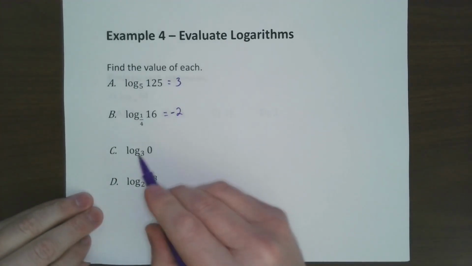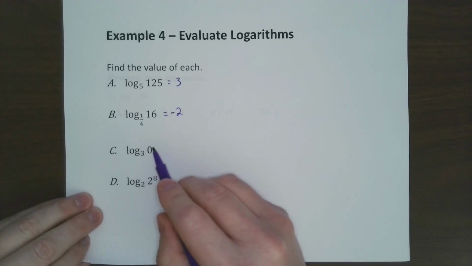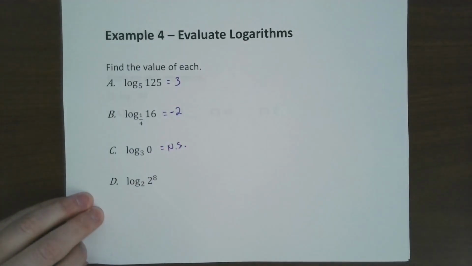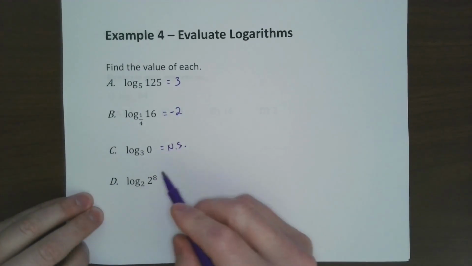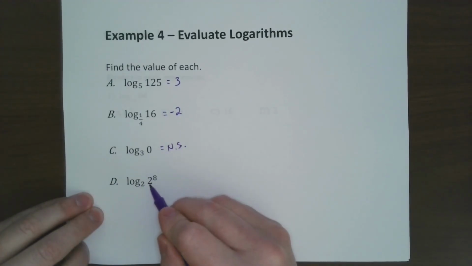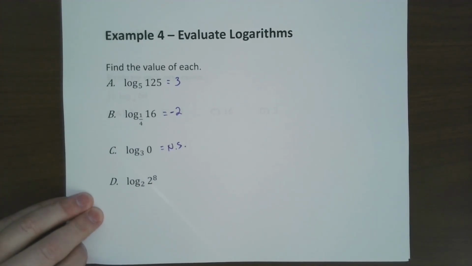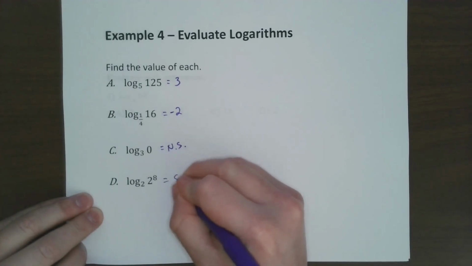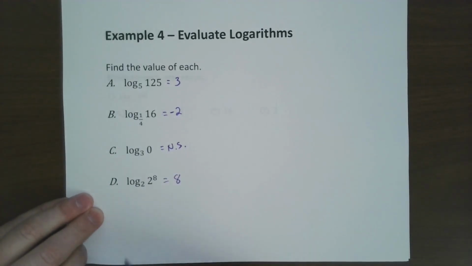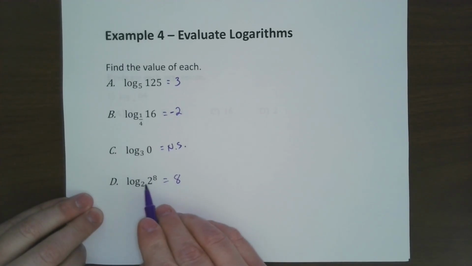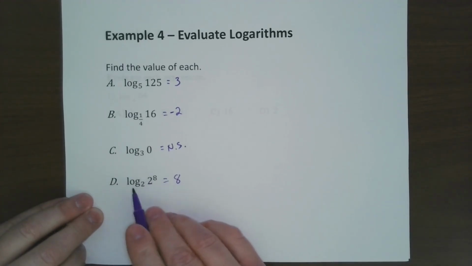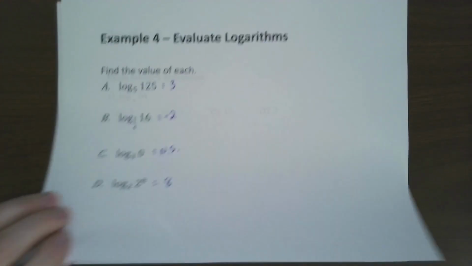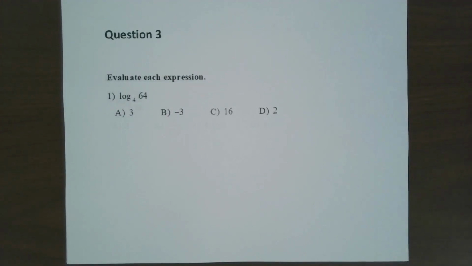If we have 3 to the what power is 0, the answer is no solution. It's not possible. Now this one says 2 to the what power is 2 to the 8? Well, 8. It's kind of like repeating myself. In other words, the base 2 here cancels that base 2, and you're left with just the exponent. That is how you're going to solve these. Go ahead and try this problem.